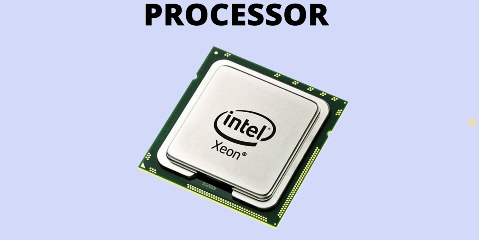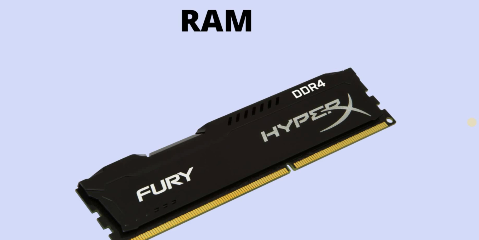Processor. Central Processing Unit or CPU is the brain of the computer. Most actual computation takes place here. All the work that a computer can do is mostly controlled via this CPU.